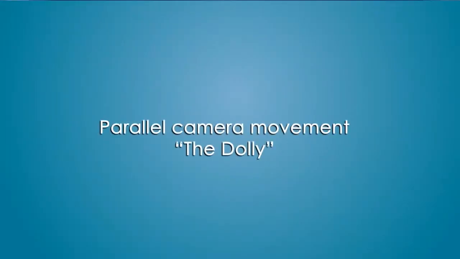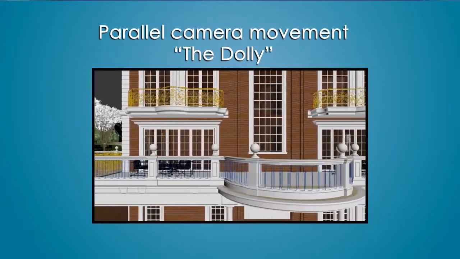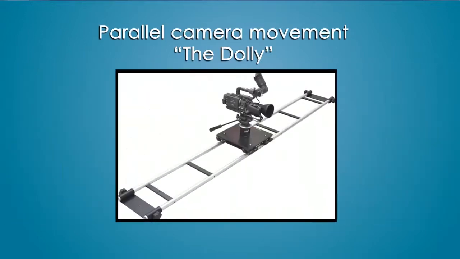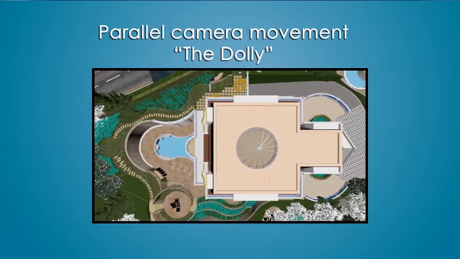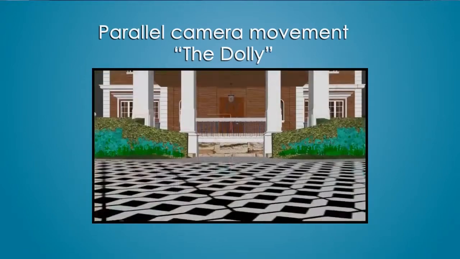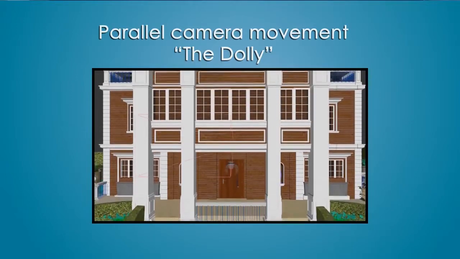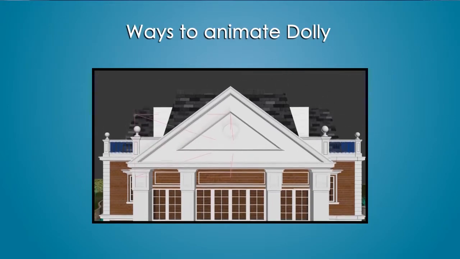Parallel camera movement, the dolly. The dolly is the easiest yet one of the most beautiful camera movement techniques. In real life, a dolly is a camera that moves on a rail like this. In Max, we will animate our camera and target parallel to a desired feature in our scene, focusing on the details and beauty of that specific feature in our design. We can animate the dolly in 3 ways.